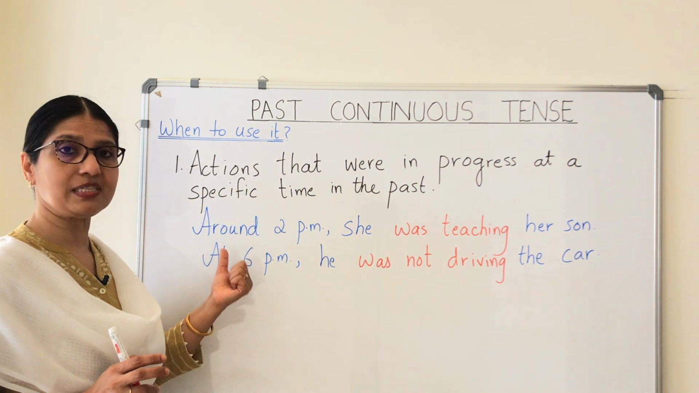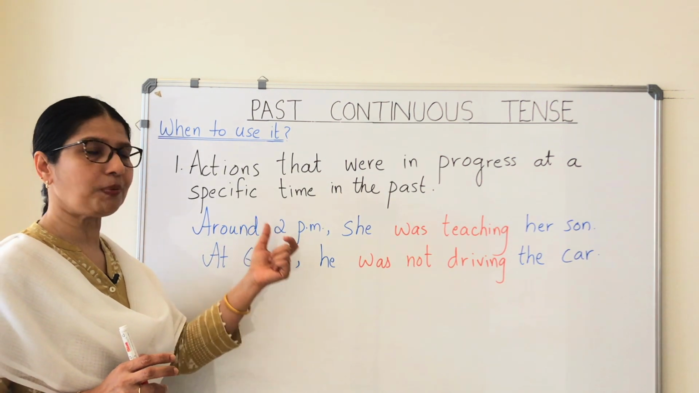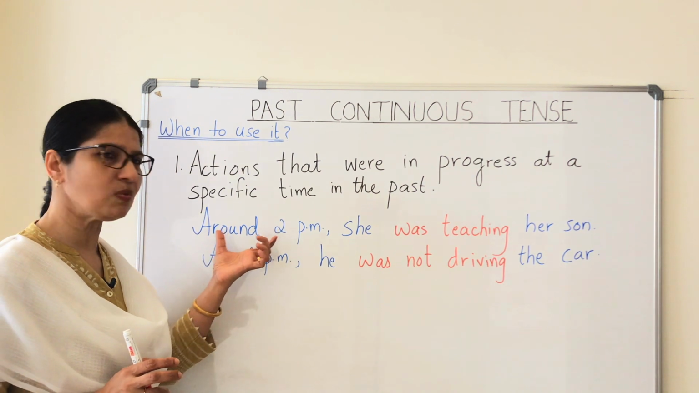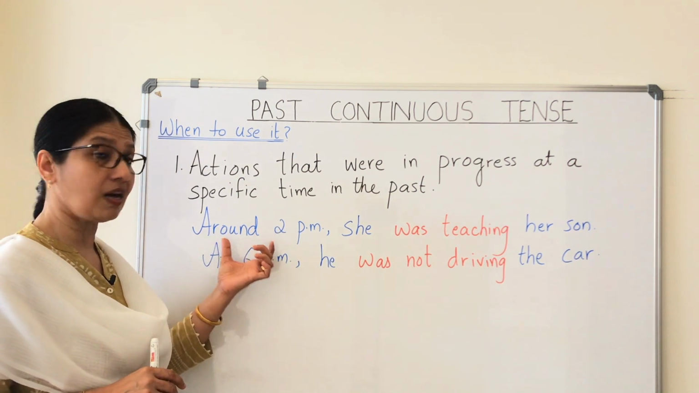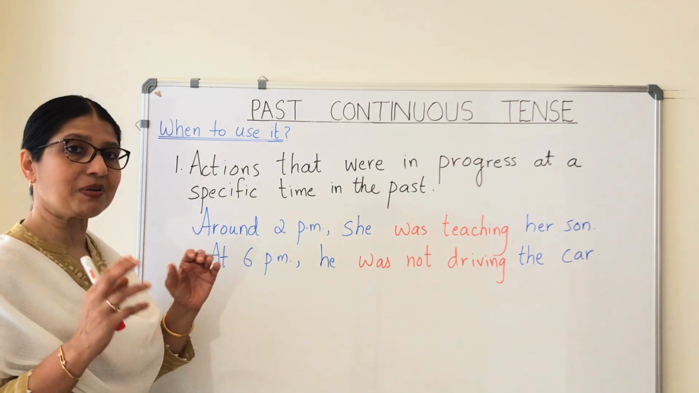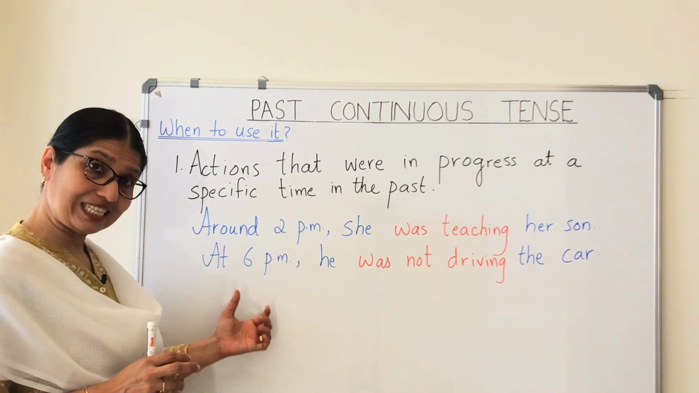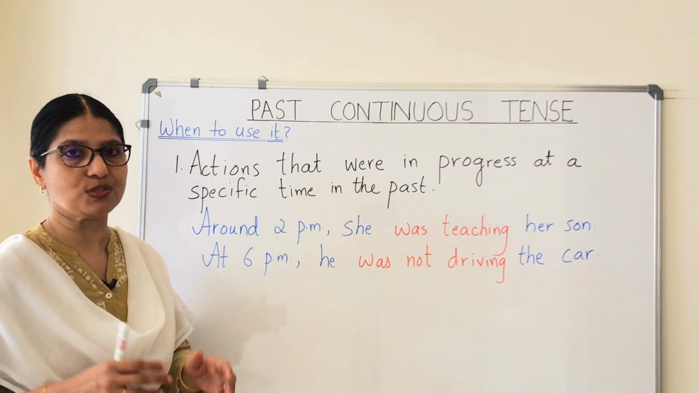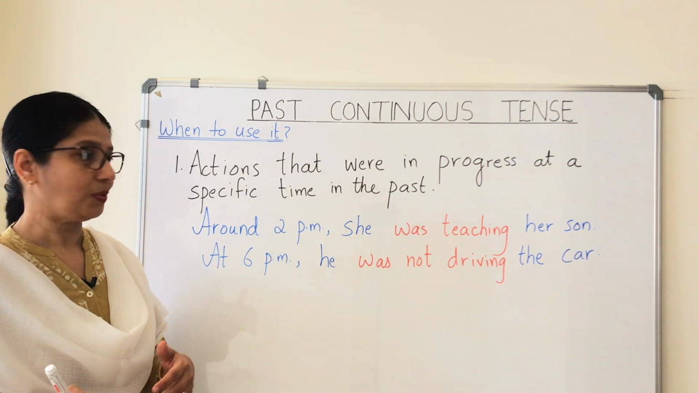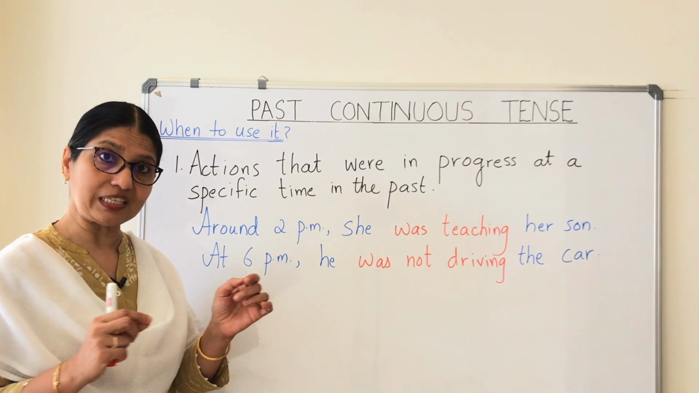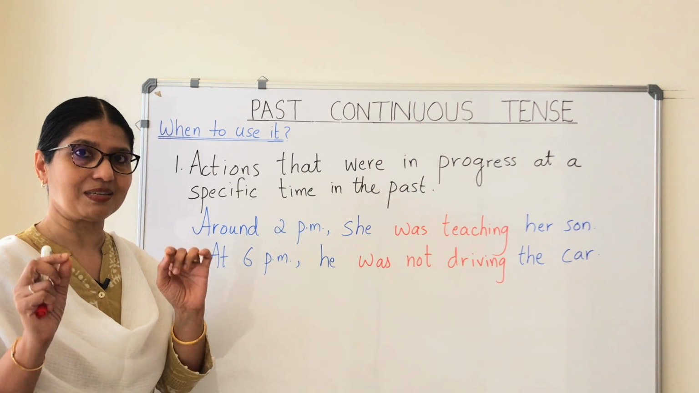So these examples make it clear. Around 2 p.m., she was teaching her son. The time is almost given, almost specified, around 2 p.m. In the next example, it's more precisely given. At 6 p.m., he was not driving the car. Maybe he was doing something else. So that means the past continuous tense can be used to talk about a continuing action at a precise moment in the past.